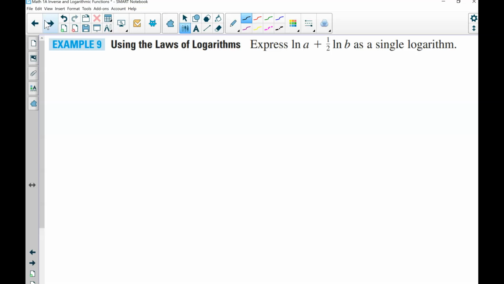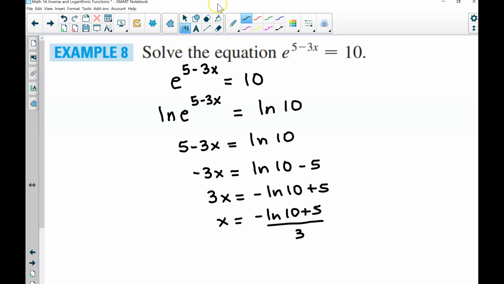All right, now we could also approximate this particular answer. If we wanted to plug this in our calculator, we can approximate this result to 4 decimal places, which would be 0.8991.